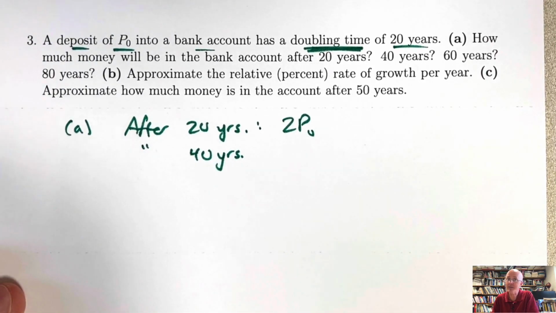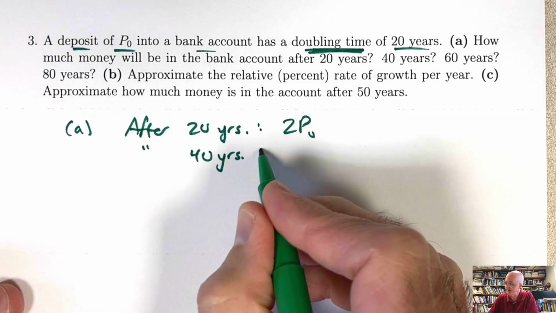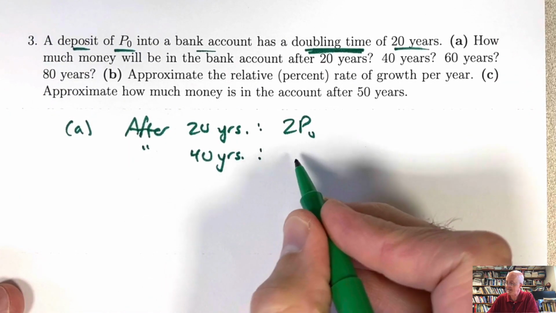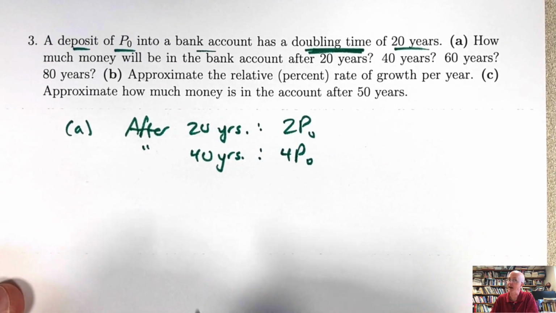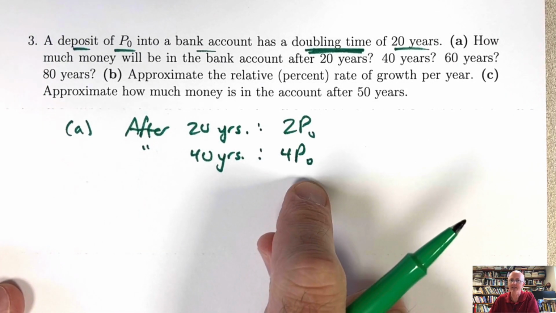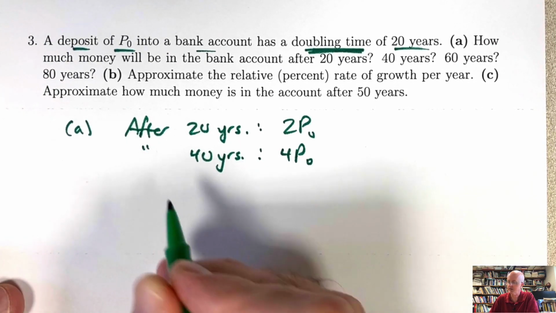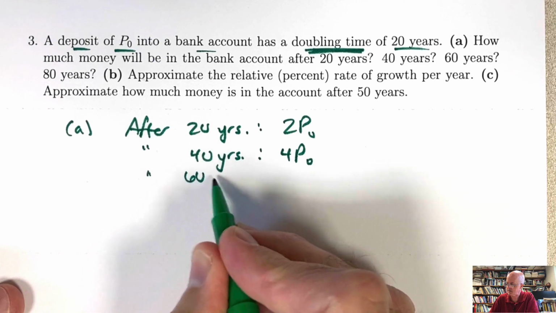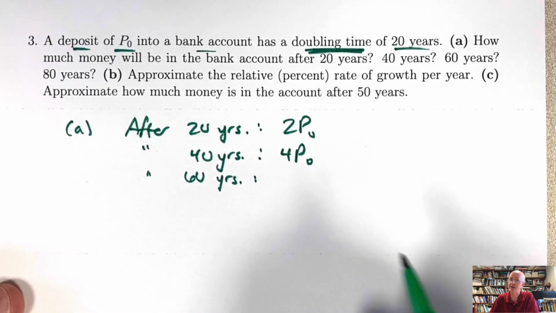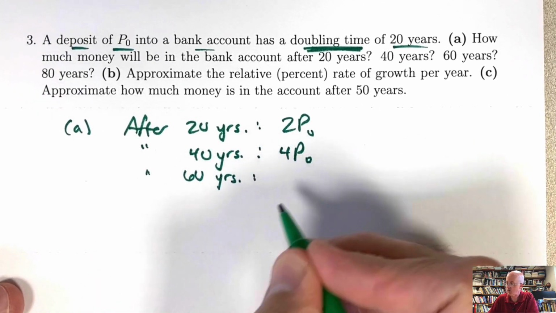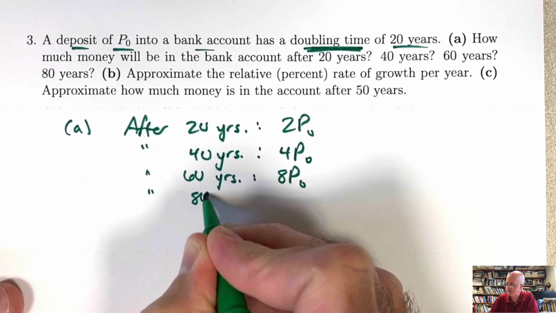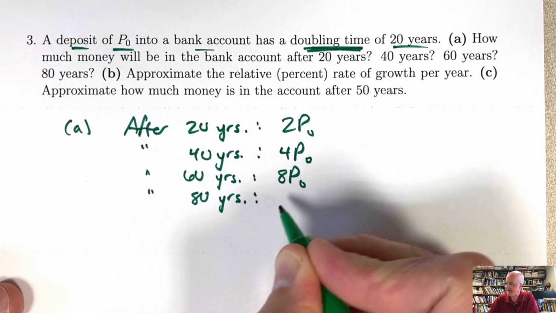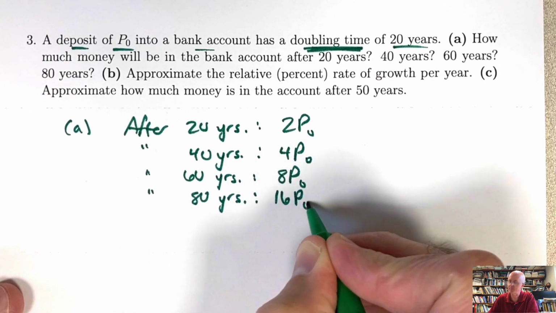It's going to double again because another 20 years has gone by. Careful, what is that to? That's twice this, which is 4p0. Not 3p0, not 5, not 8. After 60 years, it's going to double again because another 20 years has gone by, to 8p0. And after 80 years, another 20 years has gone by, it's going to double again to 16 times p sub 0.